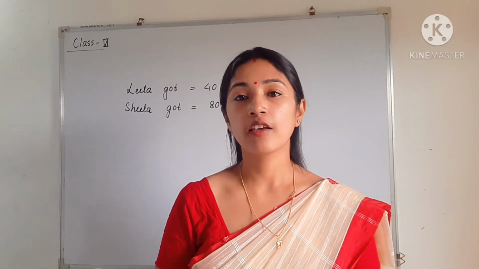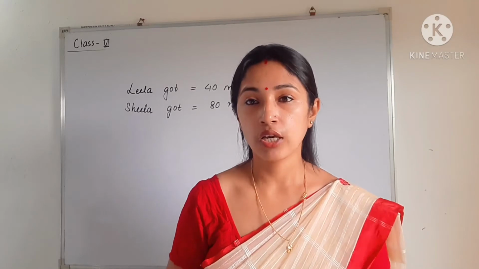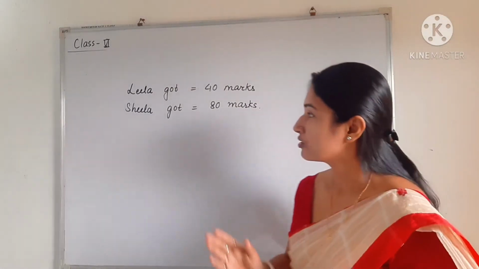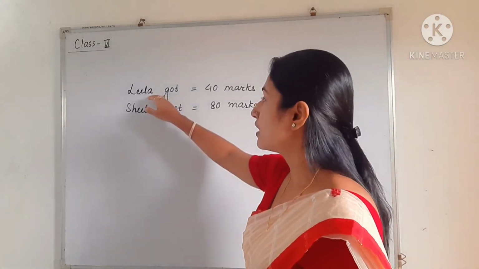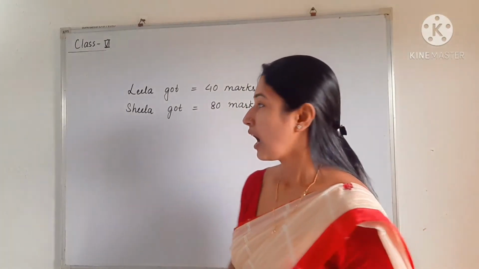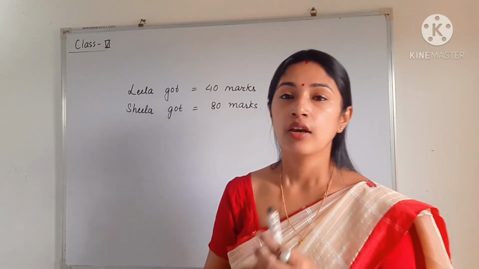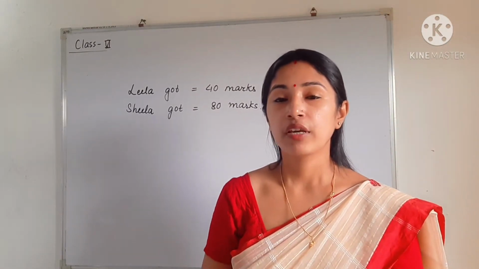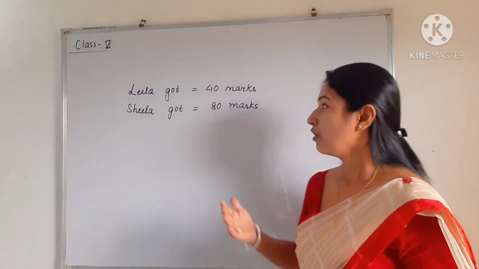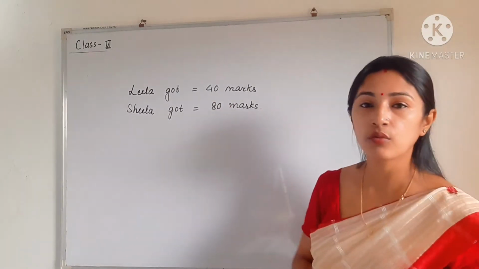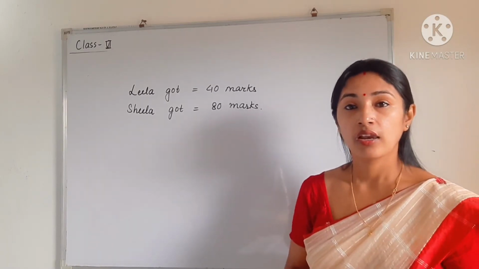But before that I will give you one example of what we mean by ratio and how to use it. Suppose there are two persons, one is Leela and another is Sheila. Suppose Leela got 40 marks in her maths exam and Sheila got 80 marks in her maths exam. Now we can compare their marks by using subtraction. We have to subtract the smaller number from the bigger one. By that way we can easily compare who got less marks and how much less.